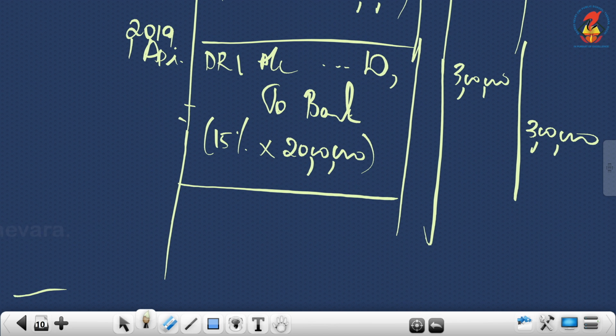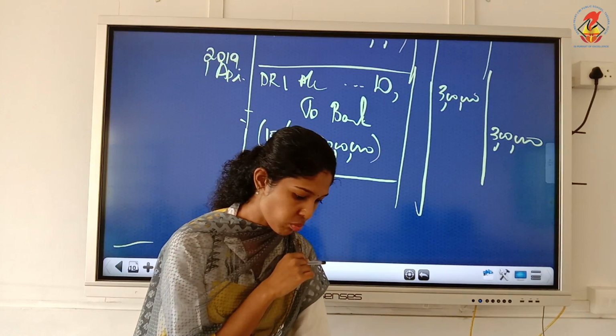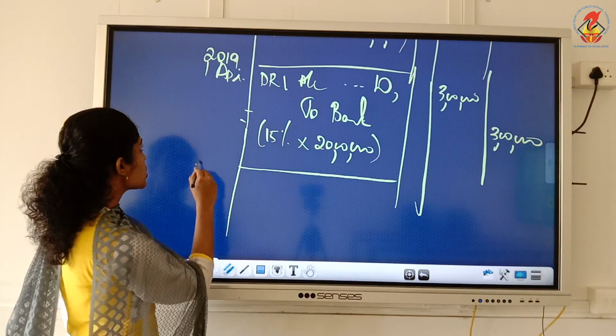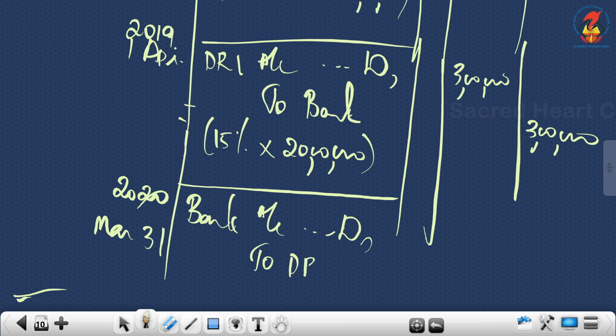So next we are going to realize the investment, that is on the date of redemption. The date of redemption is 31st March 2020. So right, we are going to realize. So bank account debit to, we will just write the reverse. Bank account debit to DRI, amount is same, 3 lakhs.